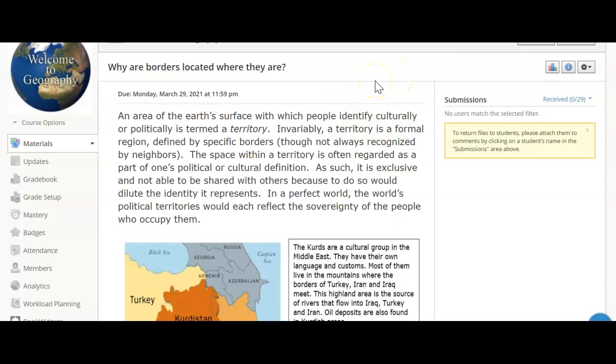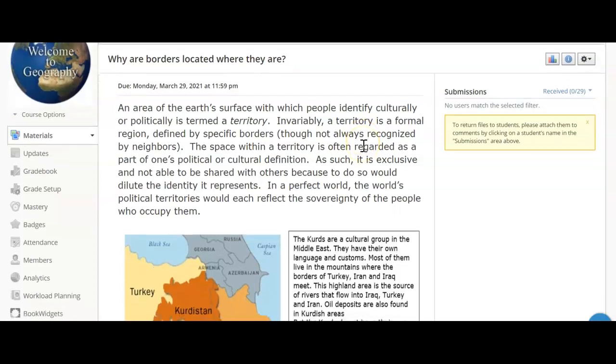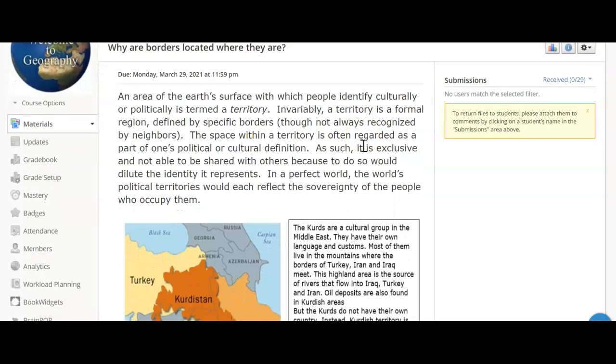So why are borders located where they are? An area of the Earth's surface with which people identify culturally or politically is considered or termed a territory. Invariably, a territory is a formal region defined by specific borders, though not always recognized by its neighbors. The space within a territory is often regarded as part of one's political or cultural definition. So basically what it's saying here is the area that we live in is a territory. Now, everybody around us may not recognize that as our territory, but as long as we share the same culture, we can say that's our territory.